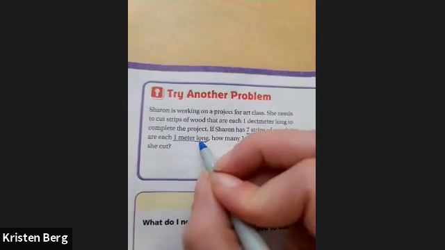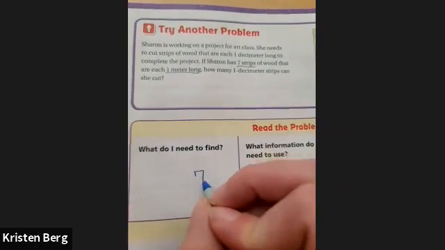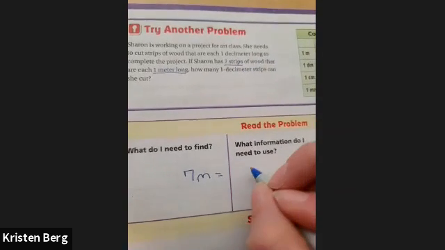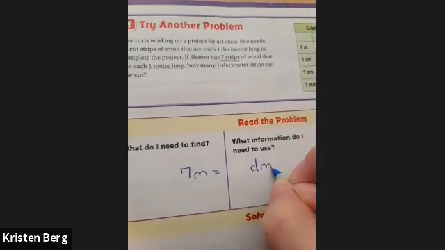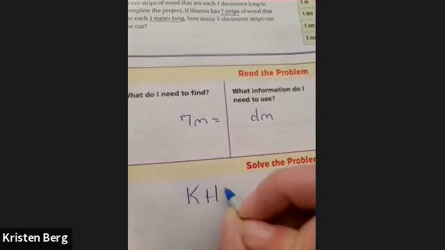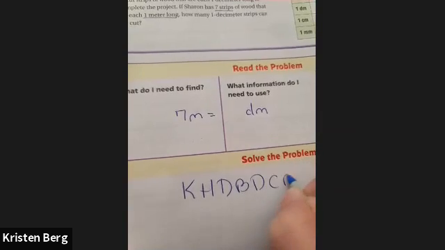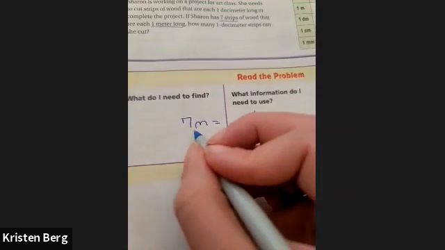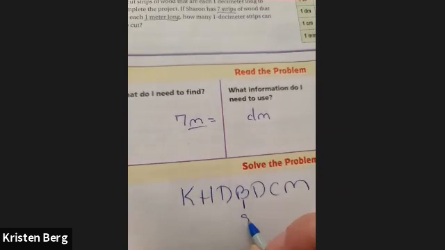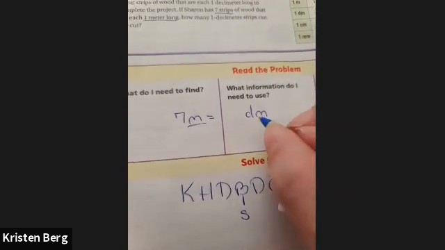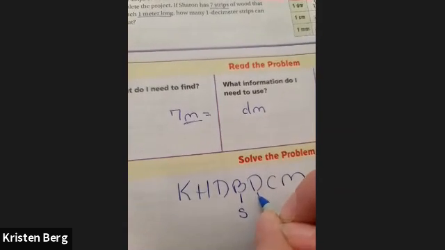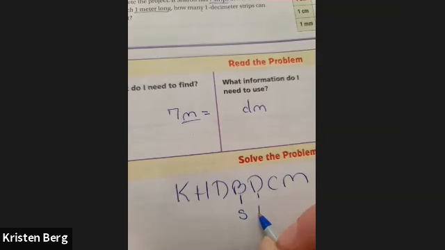All right, so she has 7 strips that are 1 meter. Well, 7 1 meters is 7 meters. And then they want you to see how many decimeters that is. Okay, so we are going to use King Henry Died By Drinking Chocolate Milk here. So again, remember 1 meter is your base. So this is where you're going to start. And then this is your decimeter. So therefore it is going to be this one. You're going to end here.